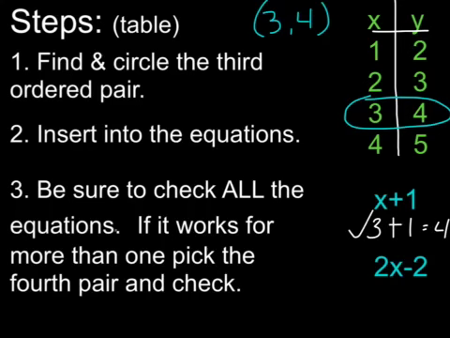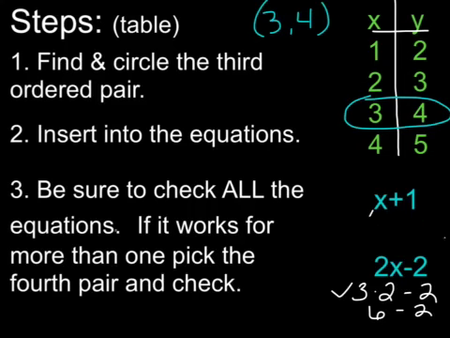Okay, so let's look at this. If I plug in 3 for x, I have 3 times 2 minus 2. Well, what's 3 times 2? That's 6, and 6 minus 2, well, it's 4 too. So technically, both of these work. So this is where step 3 comes into play. I'm going to have to start over with my fourth ordered pair. So my next ordered pair is (4, 5).